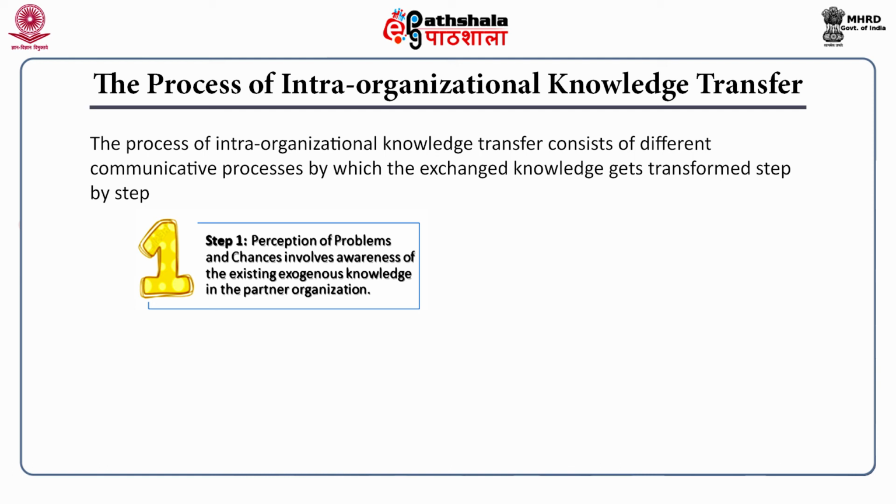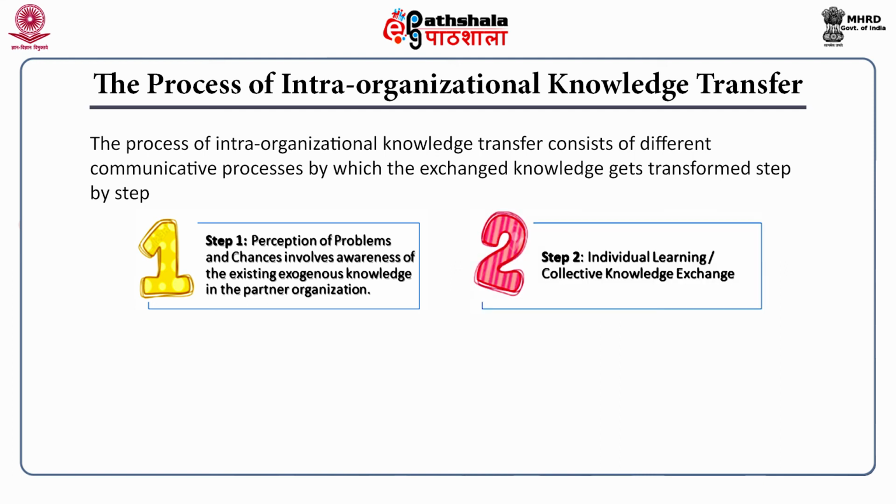Also, since organizations acquire information according to their social and cultural systems, they eliminate information that is not relevant to their social system. Second step is individual learning or collective knowledge exchange. It emphasizes the importance of accessibility of knowledge from the partner organization. Two factors that limit the knowledge accessibility are partner protectiveness and knowledge tactics.